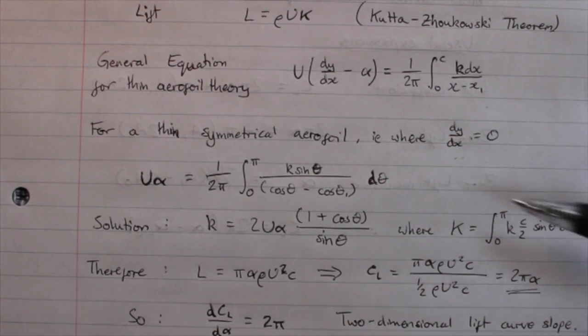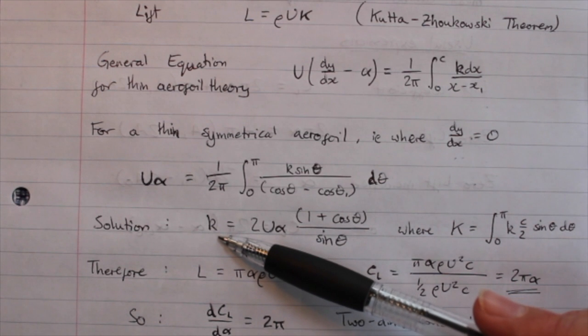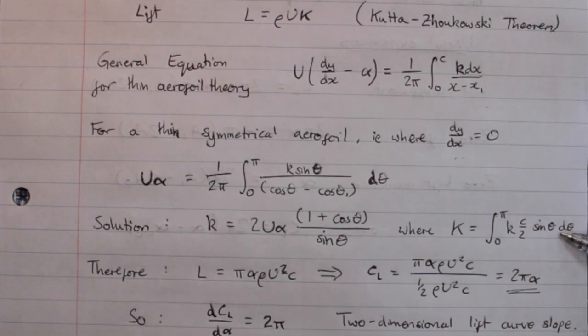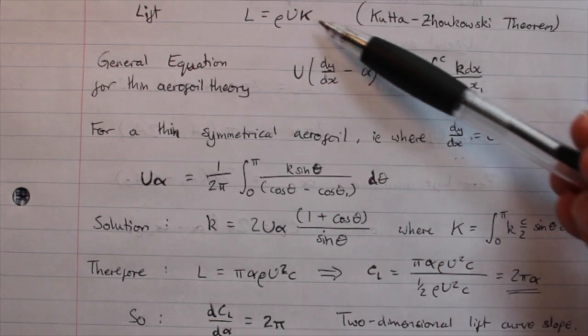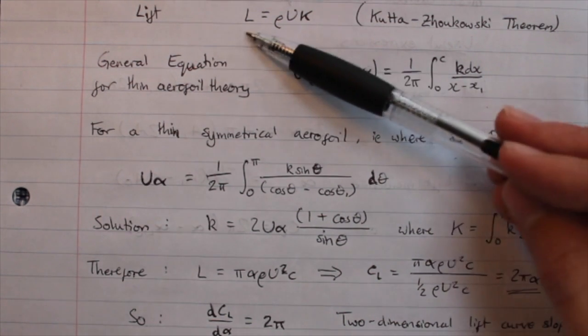This can then be rearranged to give us this equation here, which gives us an equation for all of the small elementary circulation points, which can then be put into a larger equation for this, which gives us the general circulation around the aerofoil. This general circulation can then be put back into our original Kutta-Joukowski theorem equation here, which will give us the total lift generated by that aerofoil per unit span.